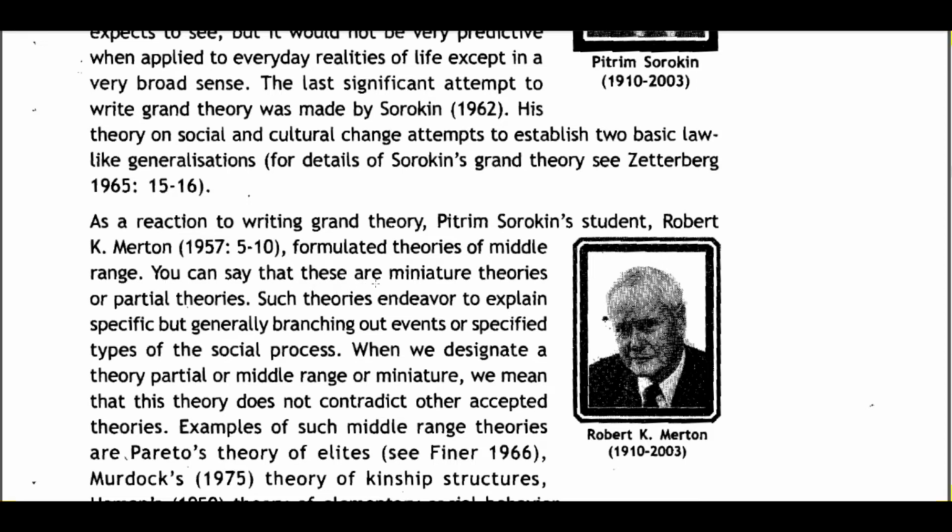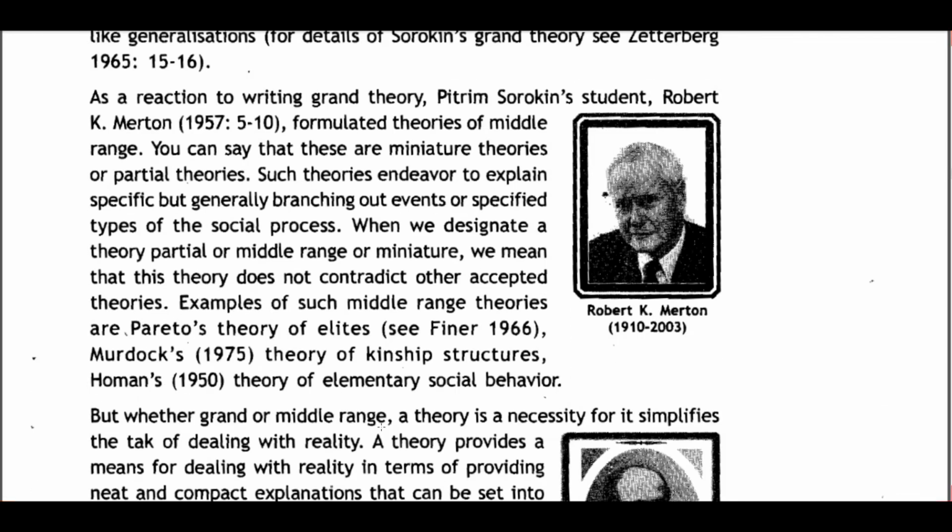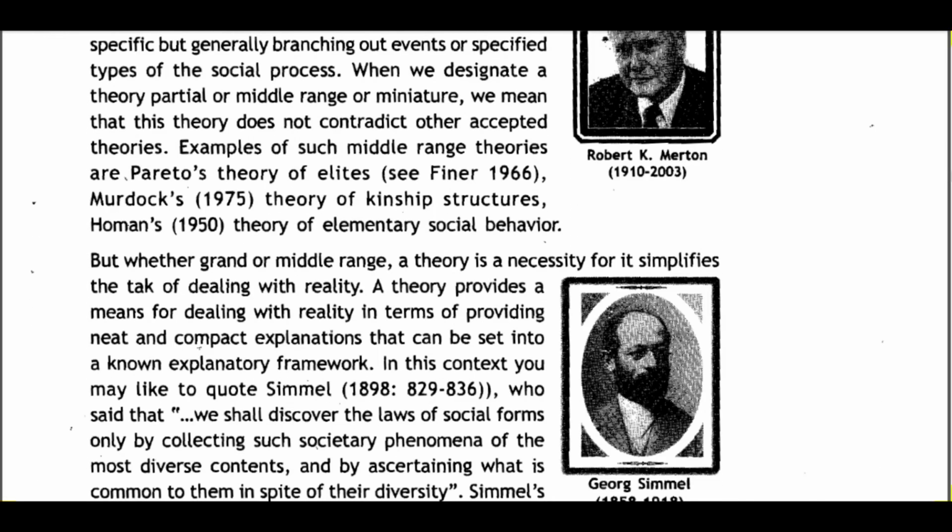You can say that these are miniature theories or partial theories. Such theories endeavor to explain specific but general branching out events or a specified type of social process. When we designate a theory partial or middle range or miniature, we mean that this theory does not contradict other accepted theories. Examples of such middle range theories are Pareto's theory of elites, Murdock's theory of kinship structures, Homans's theory of elementary social behavior.